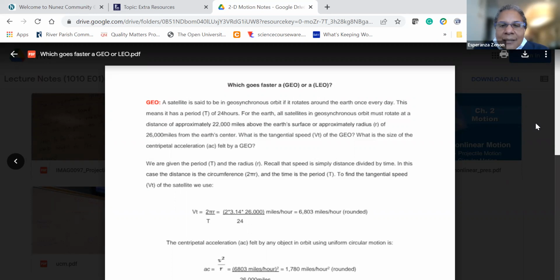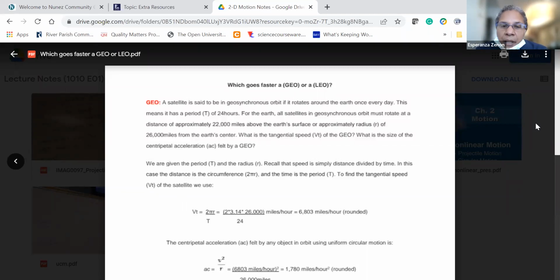So 6,803 miles per hour. Now, we have to put something behind that to help us understand exactly what does that mean. Well, it means this satellite is out there orbiting, this geostationary satellite, and is covering 6,800 miles every hour. That's what miles per hour means, right? And in 1 hour it is going to go roughly 6,800 miles.